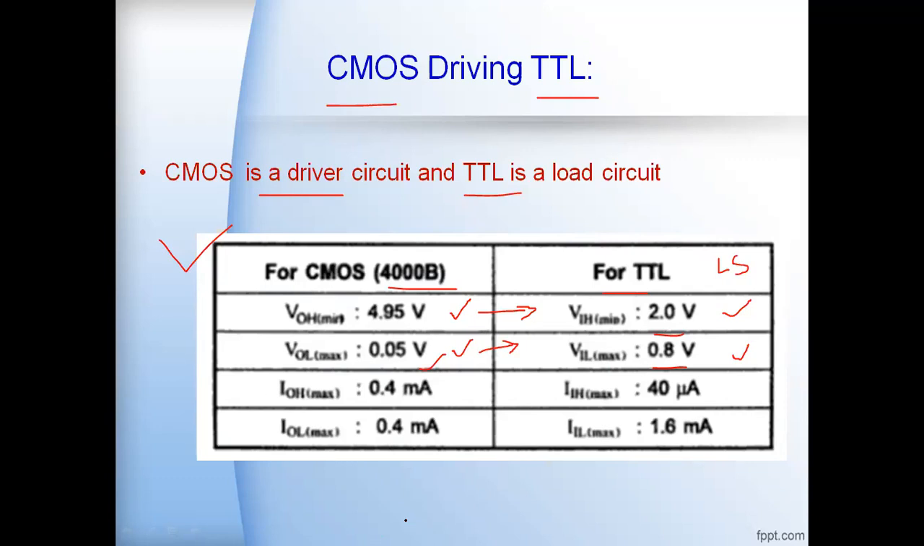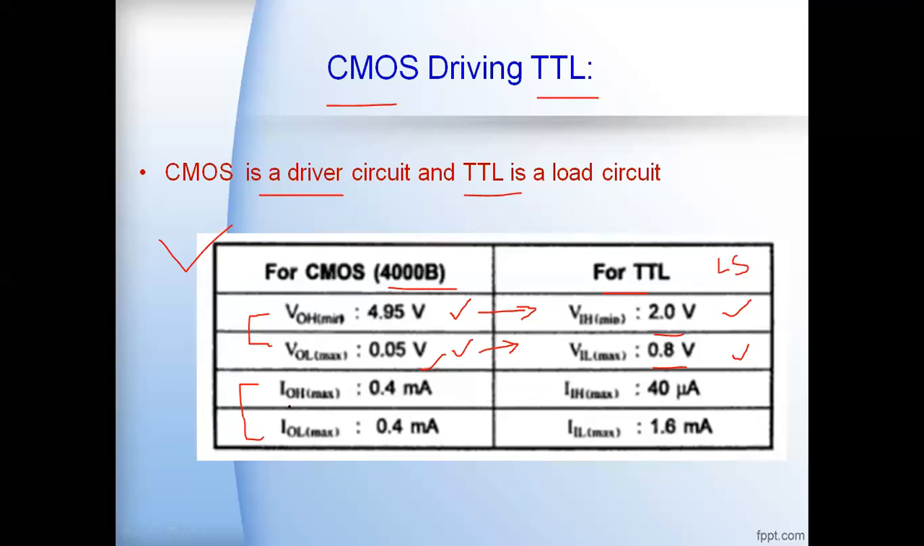And now coming to the current values here. From the voltage point of view, there are no difficulties. The CMOS can easily handle the TTL input voltages. Now coming to the currents here. The CMOS is the output circuit and the TTL is the input circuit, because the output of the CMOS is going to the TTL inputs.